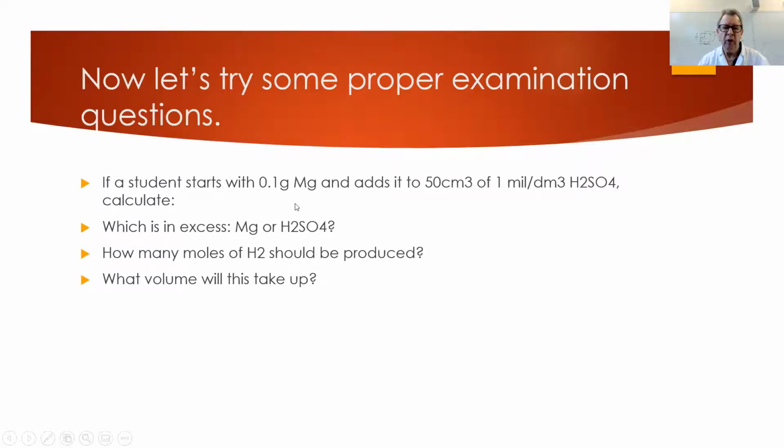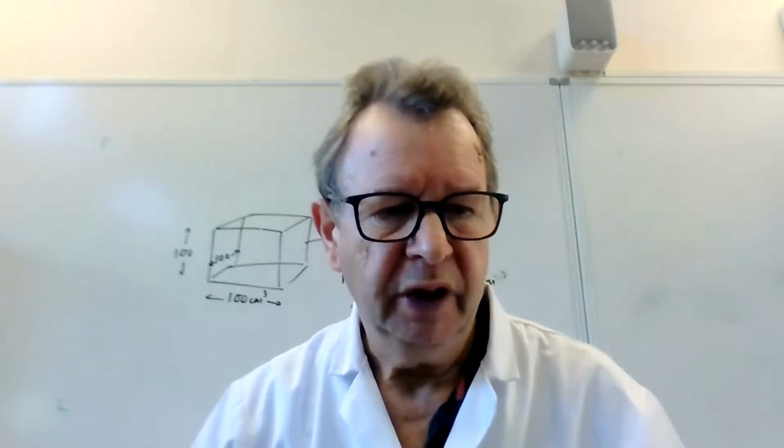We've got 0.1 grams of magnesium and 50 cubic centimeters of 1 mole per cubic decimeter H2SO4. And the questions are, which is in excess? In other words, which one will be left over? How many moles of H2 should be produced? We'll talk about why it might not be completely. And then what volume would that hydrogen be? So I'm going to stop sharing now. We're going to have a look at the other camera.